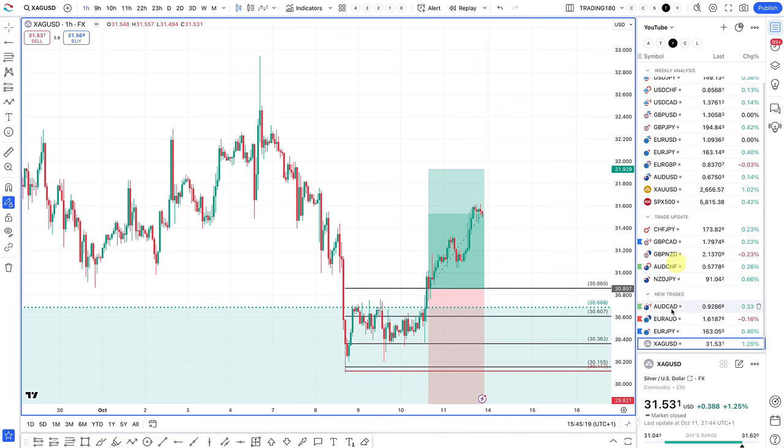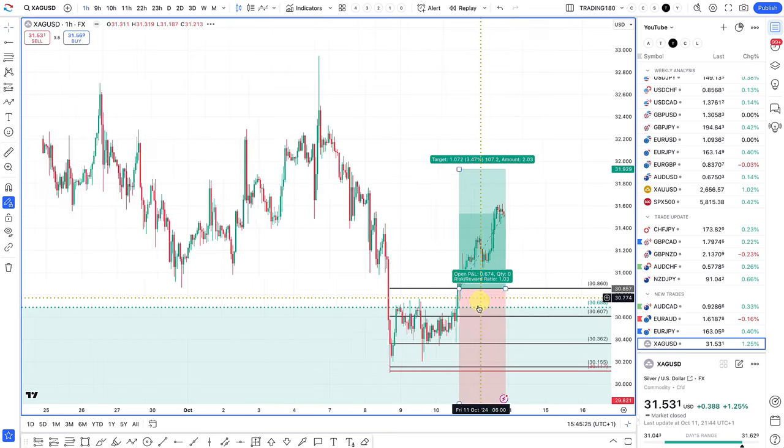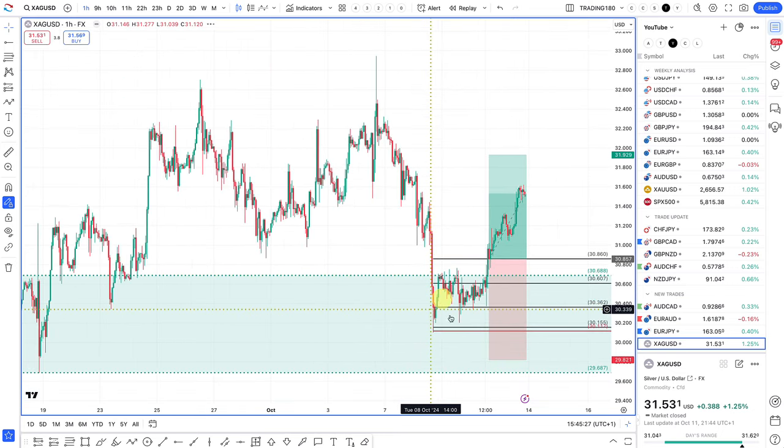So yeah, some decent trading over the past few weeks, some nice trades, and there's a breakdown of pretty much how I go into risk management and position management.